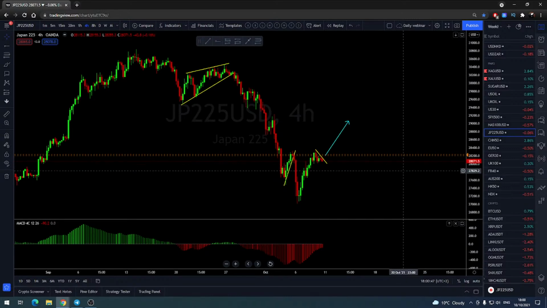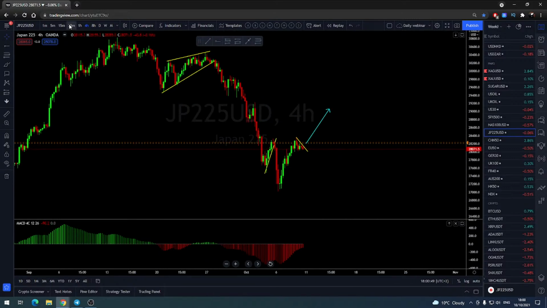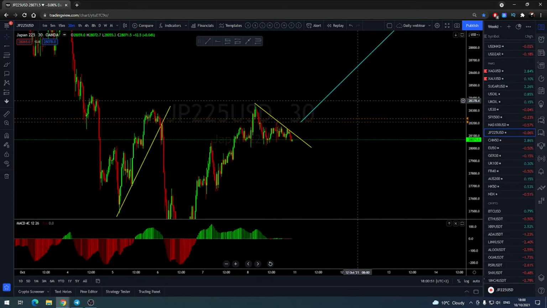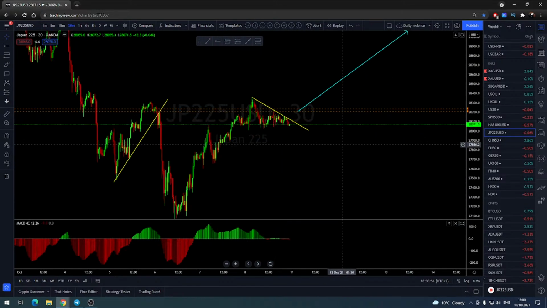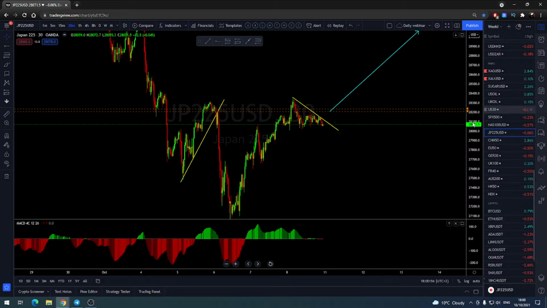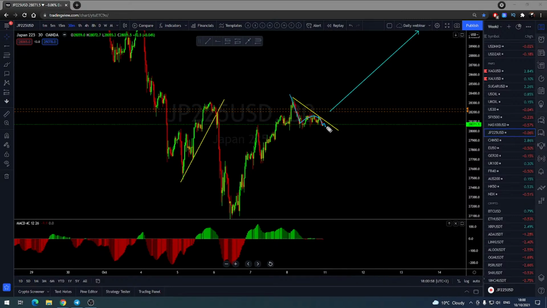Japan 225, same as well there. This one has a much better buy setup against the others. Good flag which can struggle there, and definitely it can push at the top as well, to make one more wave to the upside before we will be selling.